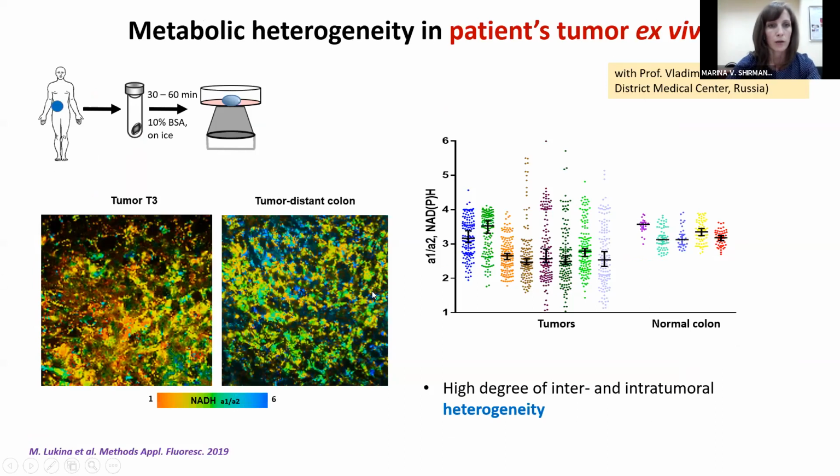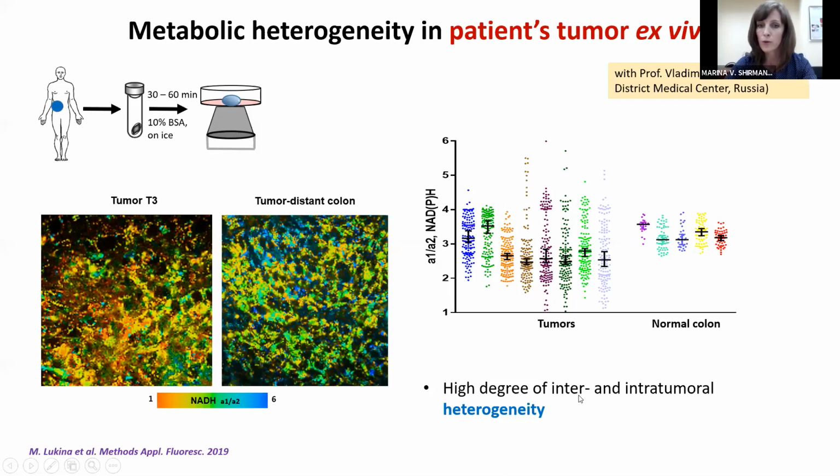So just compare tumor and tumor-distant colon. The A1 to A2 ratio is shown here. Each dot here is a measurement made for each cell, and each column here is the data for one patient. Tumors are shown here and normal column shown here. You see how big is the distribution of the value of the A1 to A2 ratio. So how heterogeneous is metabolism at the cellular level for each sample.